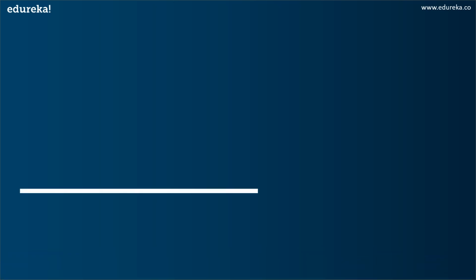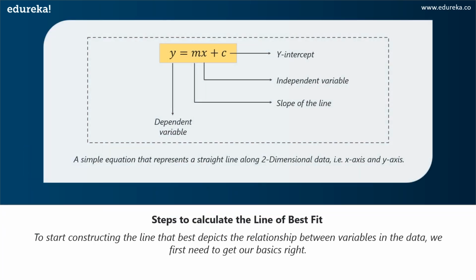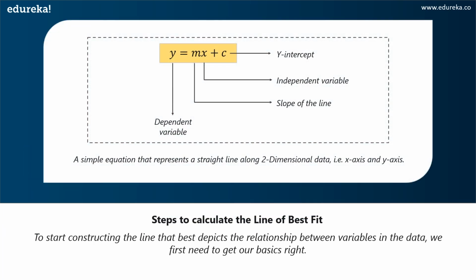Now to better understand the whole process, let's see how to calculate the line using the least square regression method. To start drawing the line that best shows the relationship between your variables, we first need to understand the basics. Take a look at the equation here, y = mx + c. Surely all of you have come across this equation before, right? It's a simple equation that represents a straight line along two-dimensional data, which is the x-axis and y-axis. Here, I'm assuming that we have two-dimensional data and not more than that.